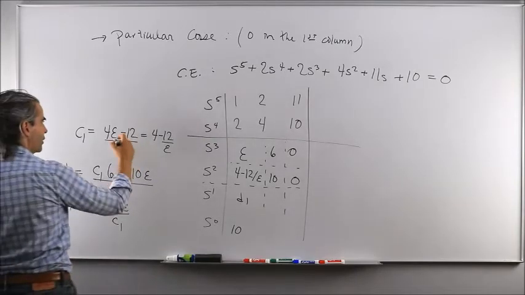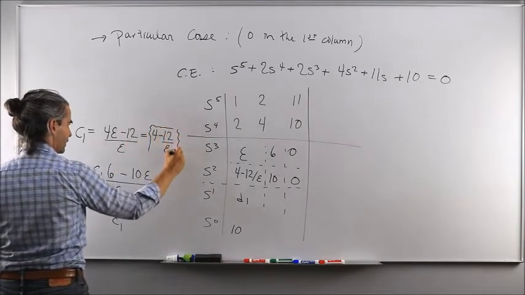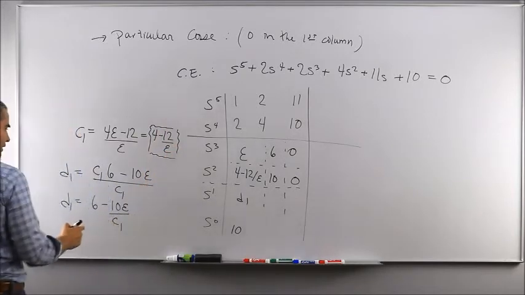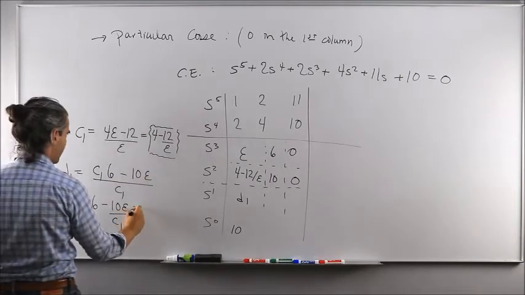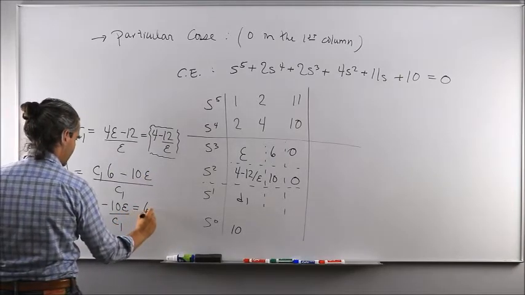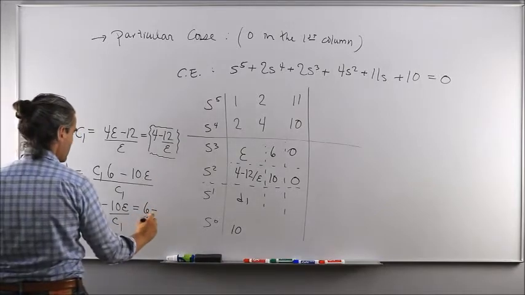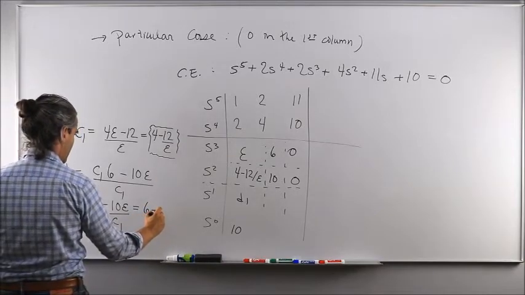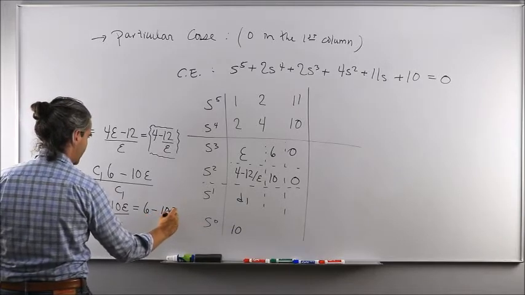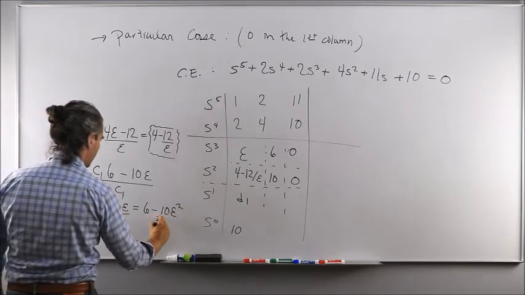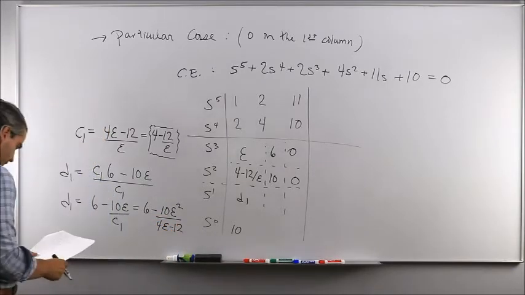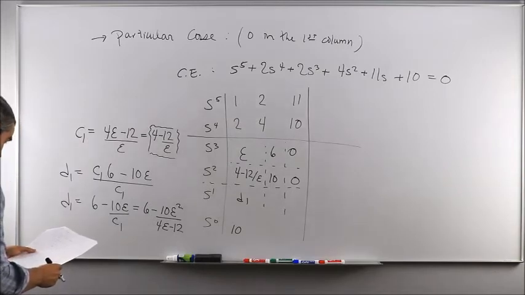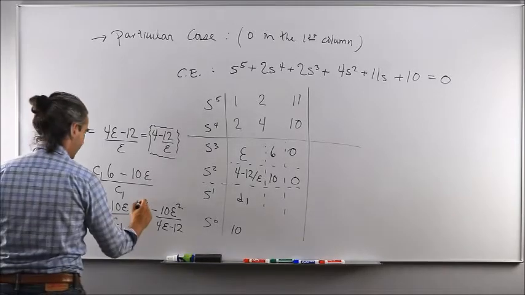But I know that my C1 ultimately was equal to this. I'm going to replace C1 with that, and obtain 6 minus 10 epsilon square over 4 epsilon minus 12. 10 epsilon square, 4, yeah. Okay? So this is for D1.